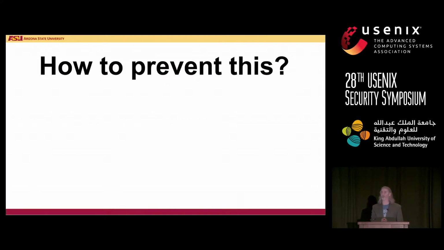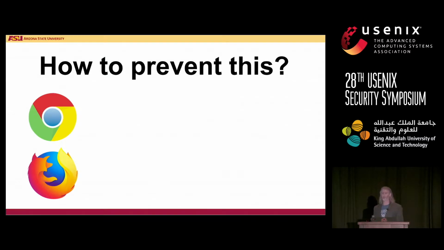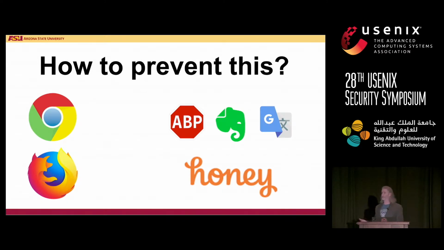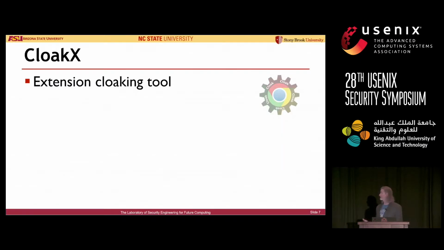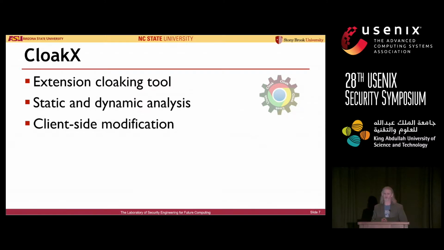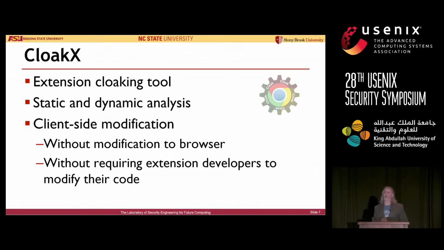Now, how do we prevent this? Well, it could be prevented through the web browsers. They're definitely taking steps to do this sort of thing. And extension developers could help by reducing how much they change the DOM or how much they use web accessible resources for detection. However, we didn't want to wait for that. We wanted something now. And so we created CloakX, an extension cloaking tool that uses static and dynamic analysis to perform client-side modifications without having to modify the browser and without requiring extension developers to modify their code.